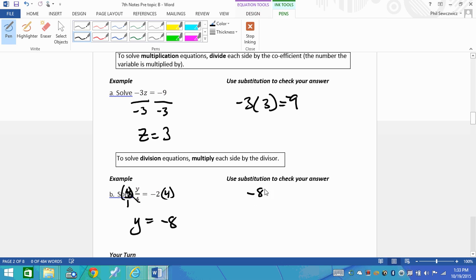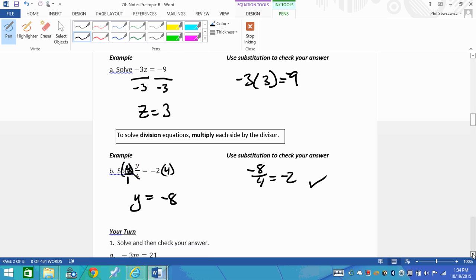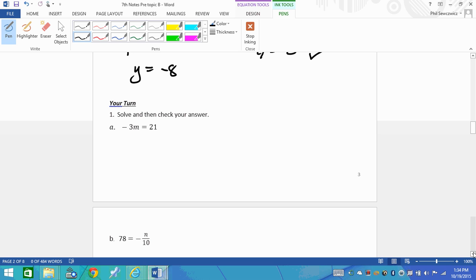If we check, is negative 8 divided by 4, does that equal negative 2? It certainly does, so we know that we are good. Let's try, we'll make these last two.